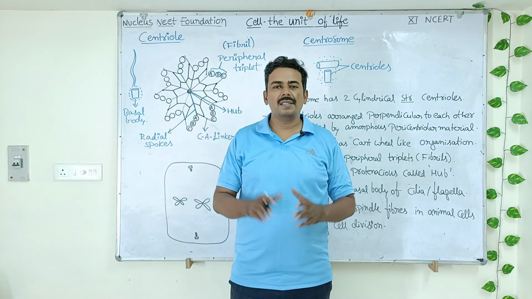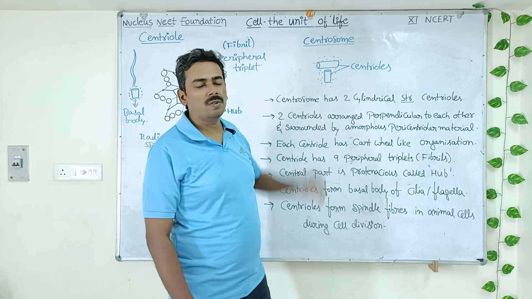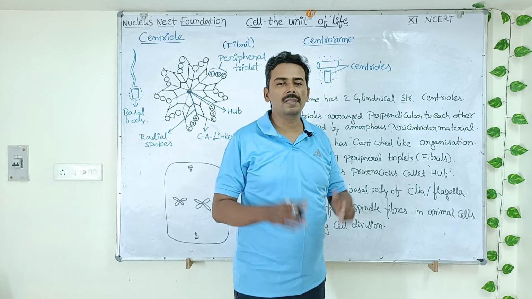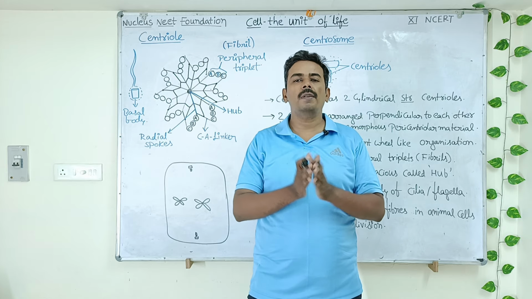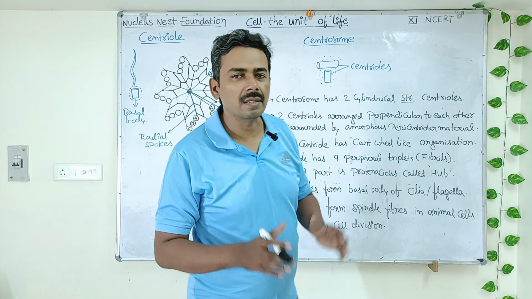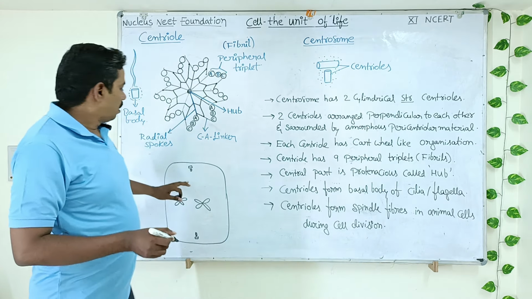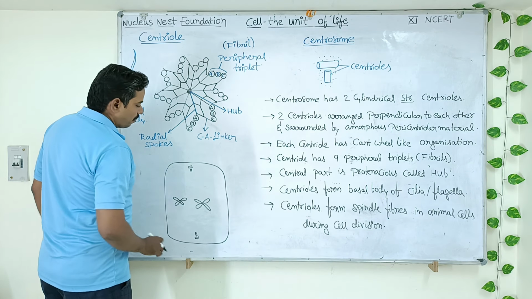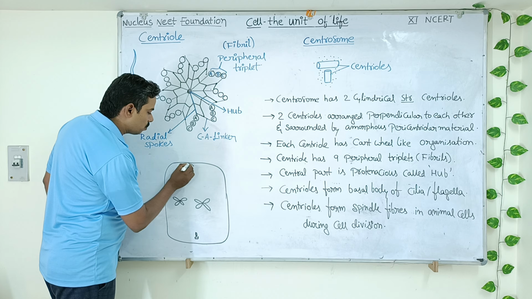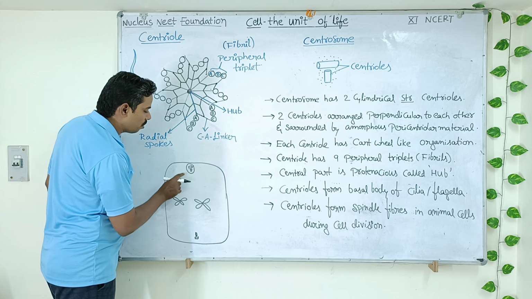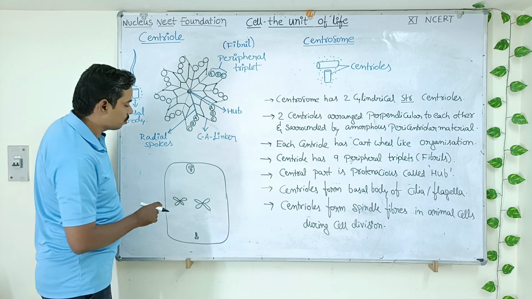Students, now we will see another cell organelle, that is the centrosome. What is a centrosome? It is a cell organelle which is found only in animal cells. They help in organizing the spindle apparatus. Let's see. Imagine this is an animal cell in the state of cell division. Here towards one pole you can see a cell organelle called the centrosome.